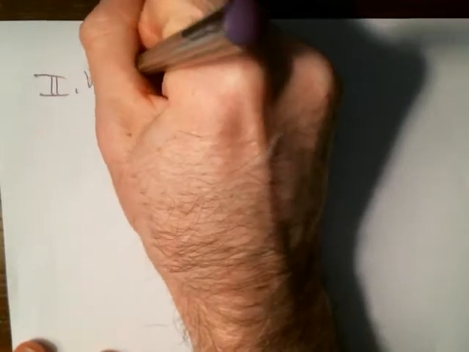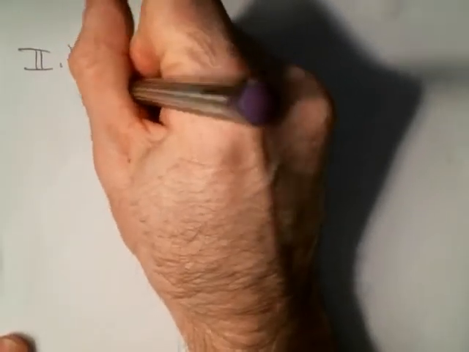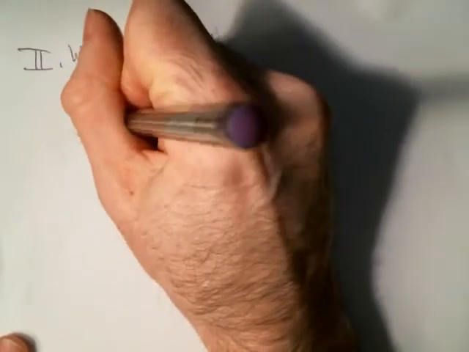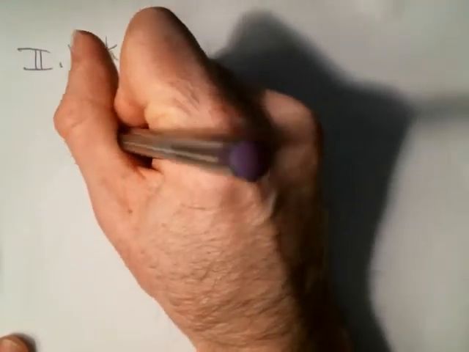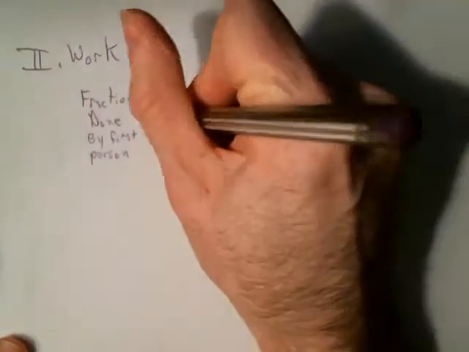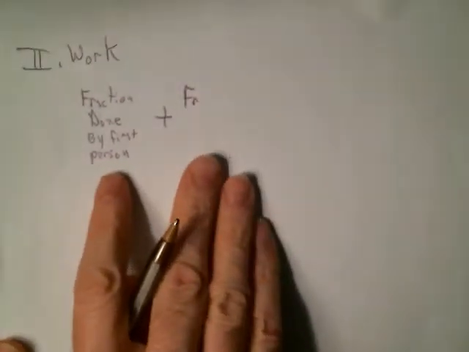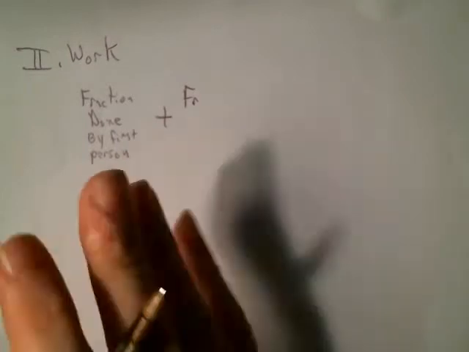The next kind of problem is the work problem. The way I like to think of it is you have a fraction of work done by the first person, and then you add that to the fraction done by the second person. So you imagine there's two people working together, or they have other problems where two pipes are filling a pool or something like that.